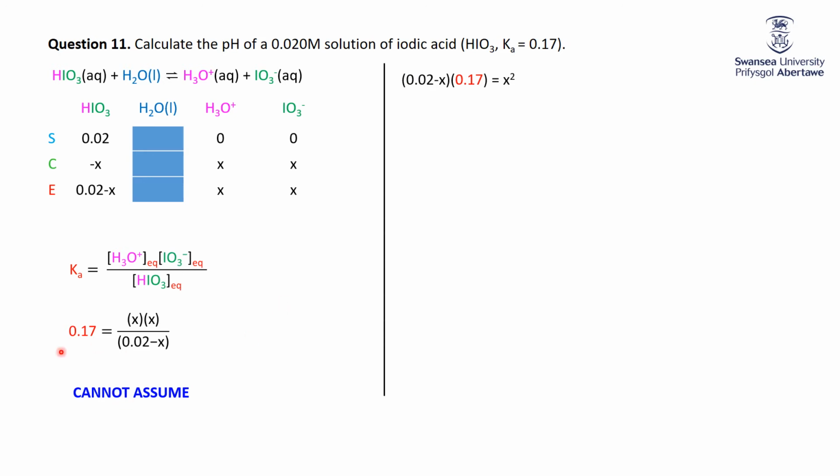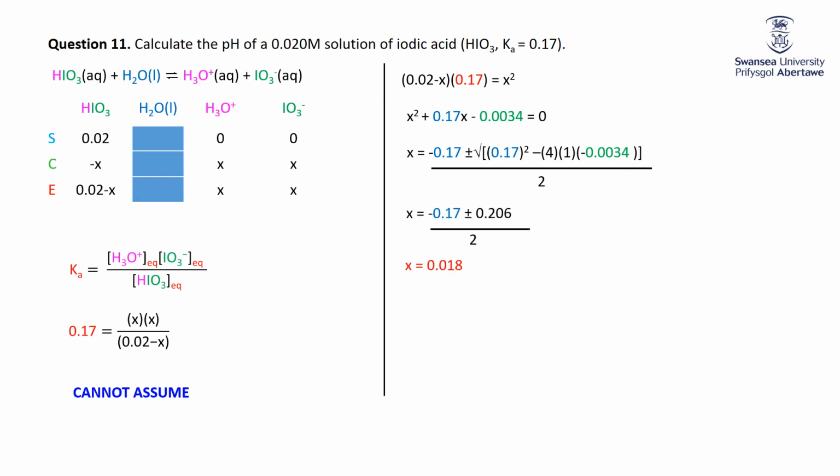So multiply it out, 0.02 minus x times 0.17 is x squared. So notice you can't just take 0.02 times 0.17 because you've got that x in there, because x ain't small. Multiply it out and we get this lovely looking expression here, which we then solve as a quadratic equation. Minus b, so it's minus 0.17, plus or minus the square root of b squared, 0.17 squared, minus 4, a is 1, times c, minus 0.0034, all over 2a, which is 2. x is 0.018, or it could also be minus 0.188, because remember, anytime you solve a quadratic, two roots.